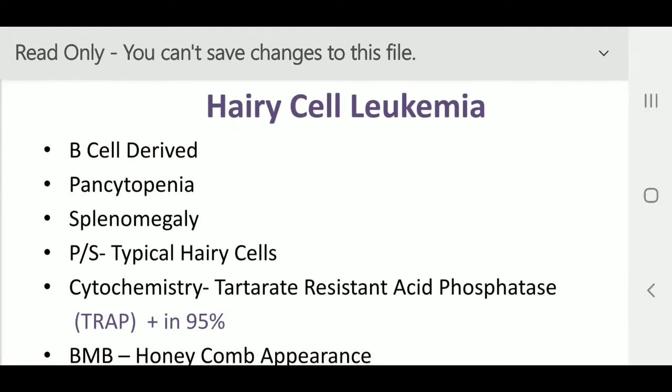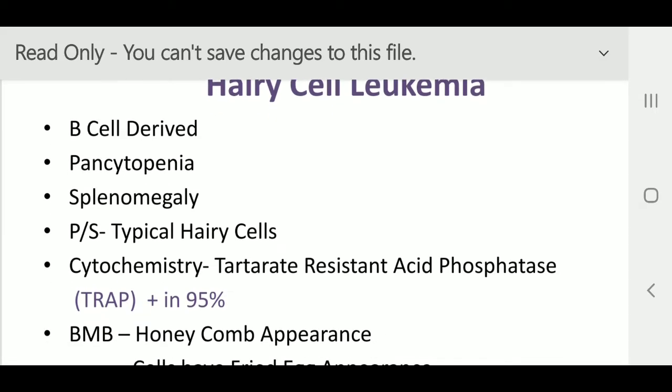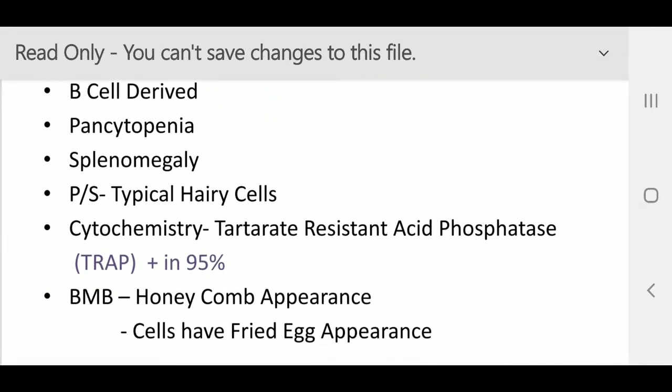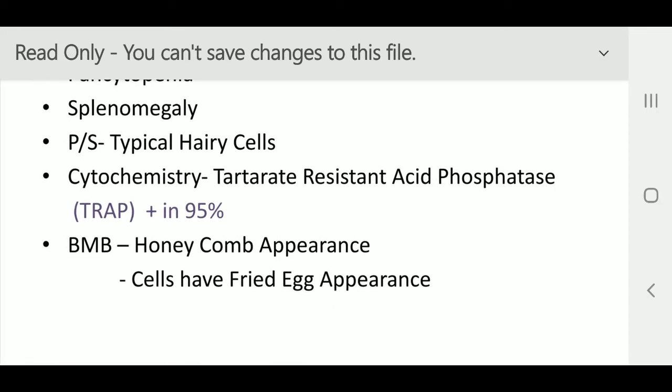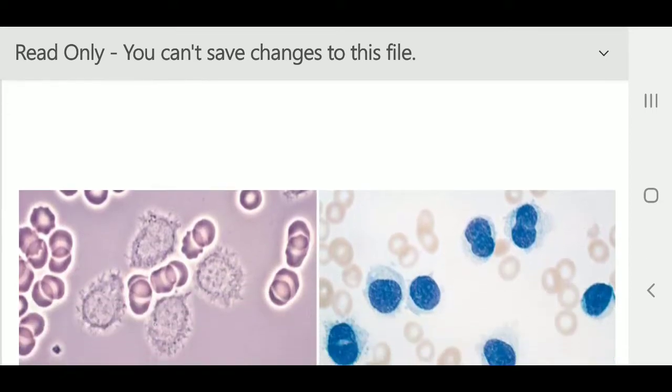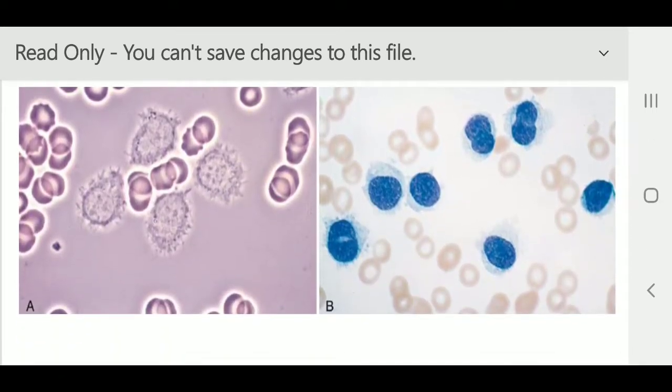Now just a single slide regarding hairy cell leukemia. They are B-cell derived. In this, there is pancytopenia and splenomegaly. On peripheral smear, you have the typical hairy cells. And the important thing here is that on cytochemistry, they are TRAP positive, and the bone marrow has a honeycomb type of appearance. As you can see, these cells with projections, they are the hairy cells. Multiple myeloma will be covered in a single other lecture.